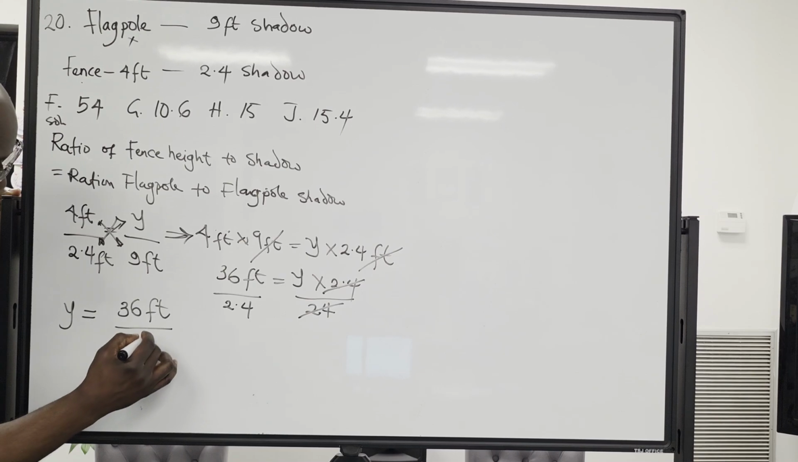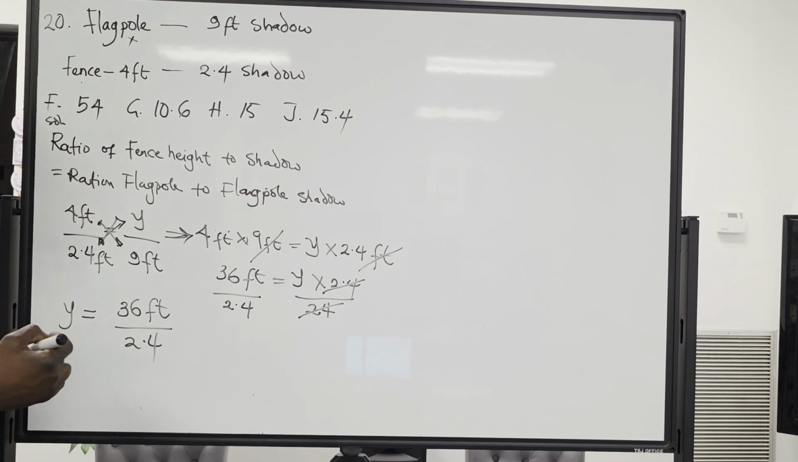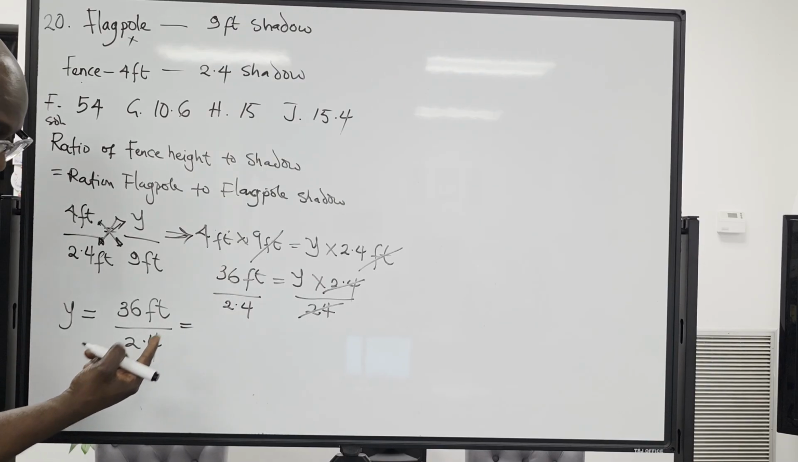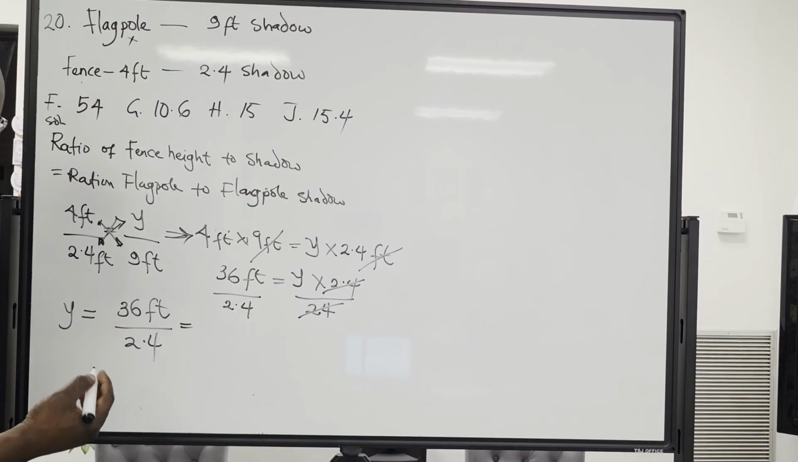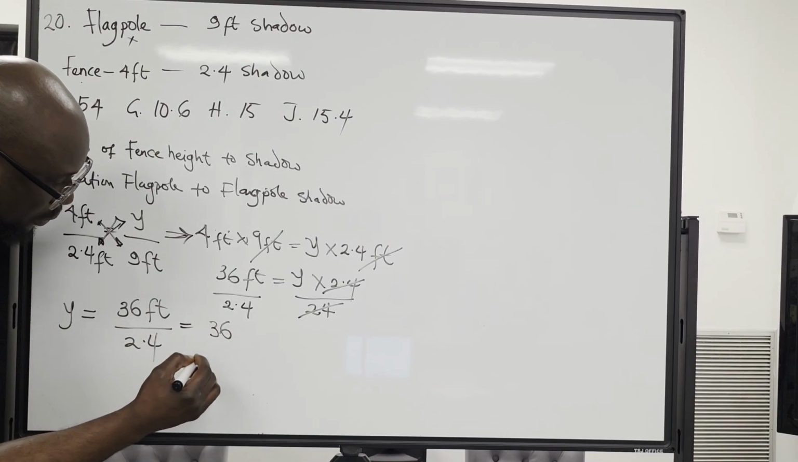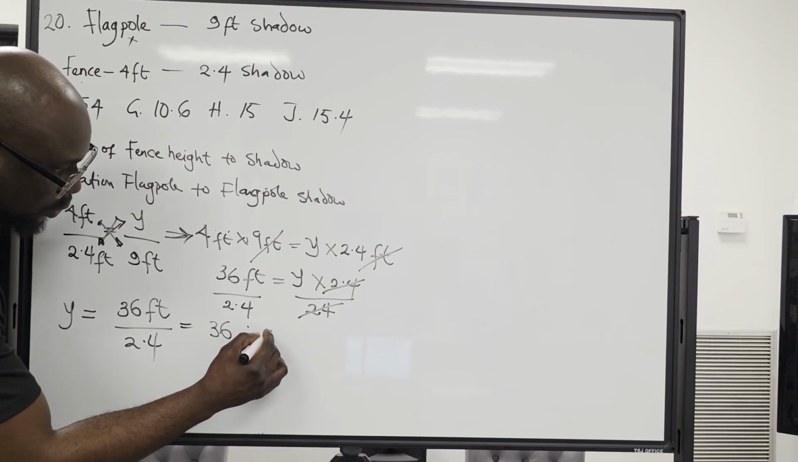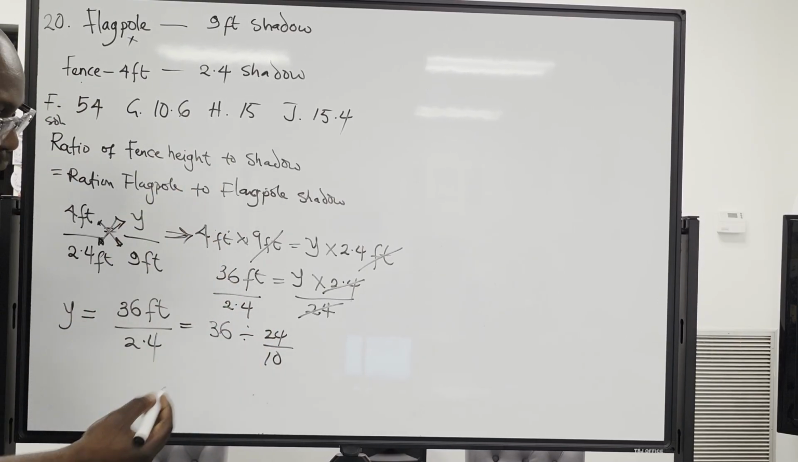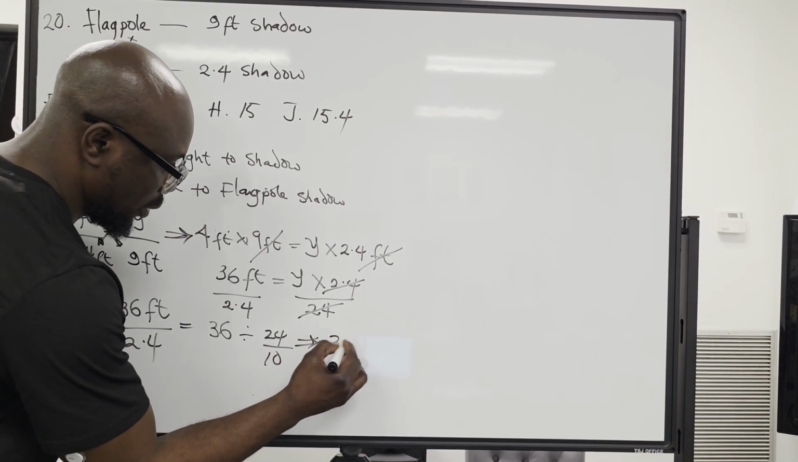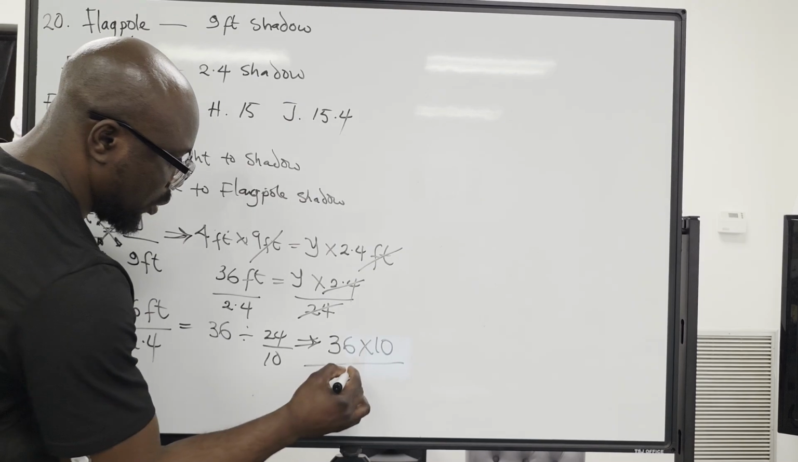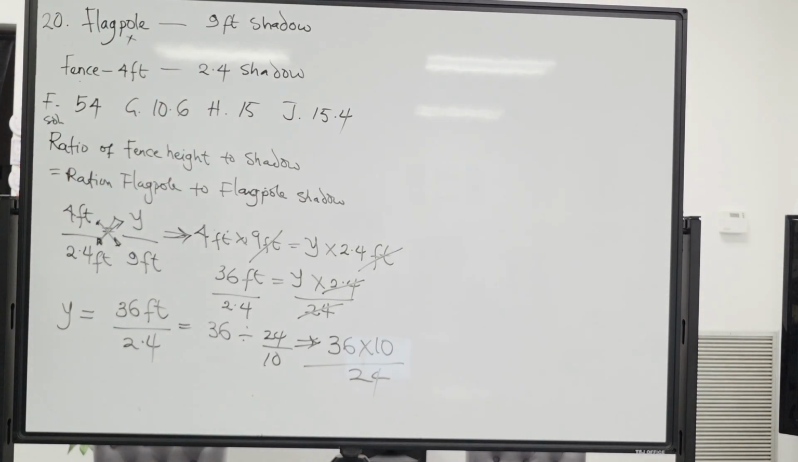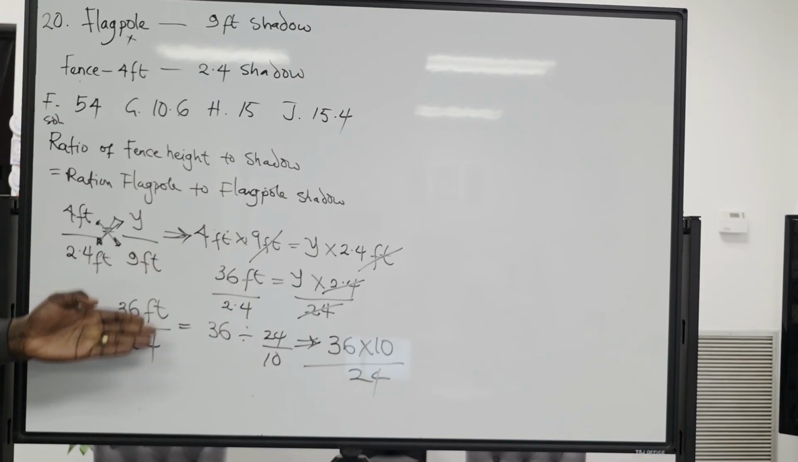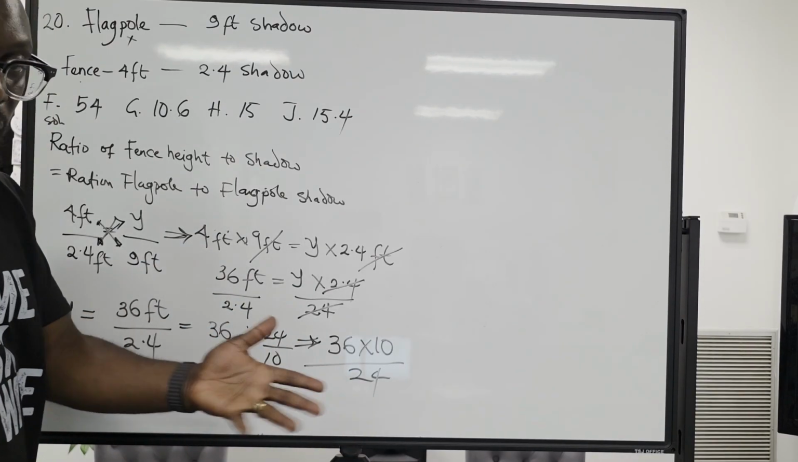If you don't have a calculator, 2.4 is the same thing as 24 over 10, which is the simplest way. So this is 36 divided by 24 over 10, which is 36 times 10 over 24. If you're allowed to use a calculator, it's very simple. Just use your calculator and you should get your answer. But since I don't have one with me, I'll do it by hand.